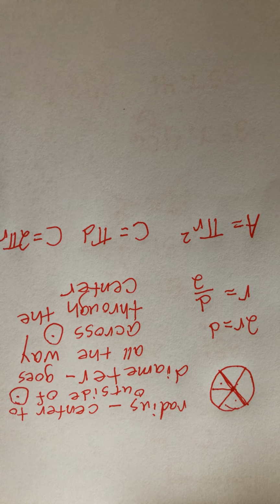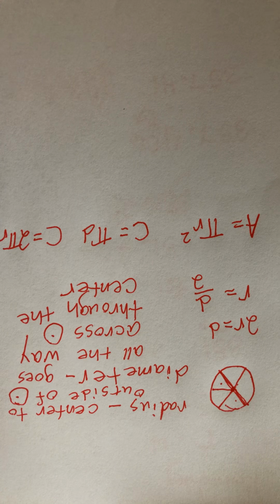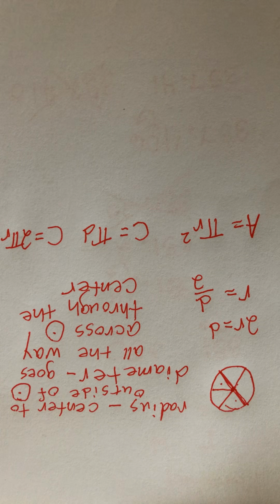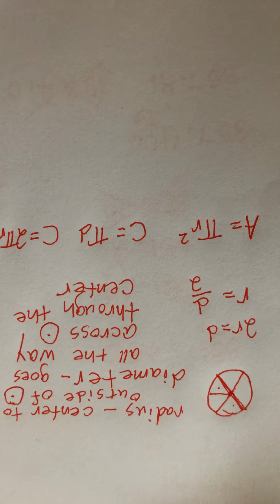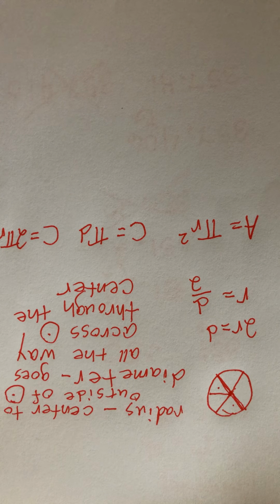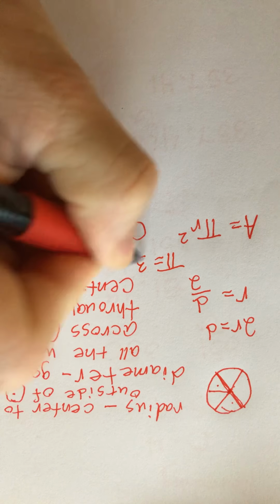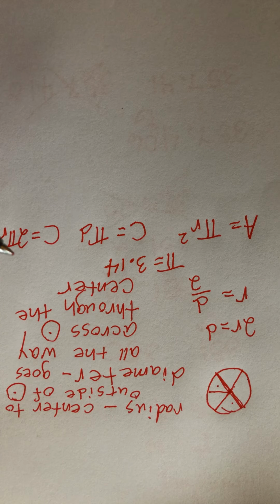Now let's do a couple of examples, and I won't do all the multiplying because I want you to spend your time watching how to set up the problems. You can multiply on your own. You already know how to do that. So we use 3.14 for pi. Pi equals 3.14. Now, let's do some of these where we have radius.